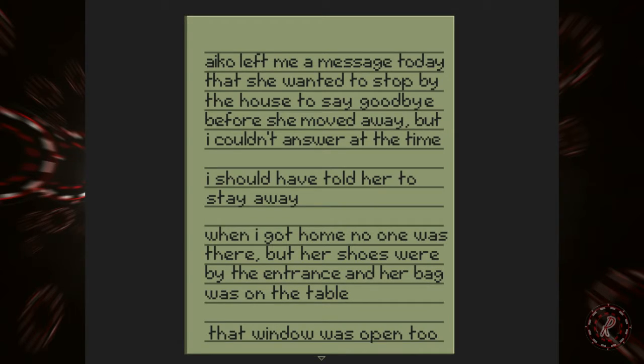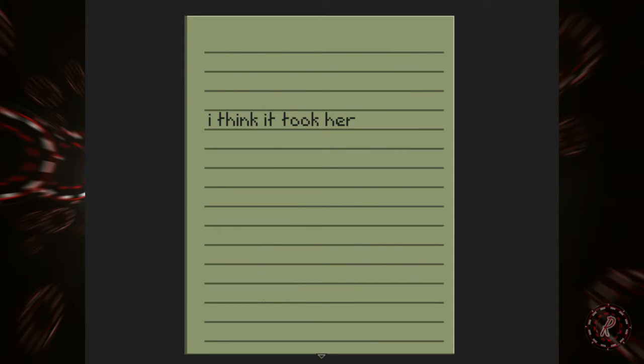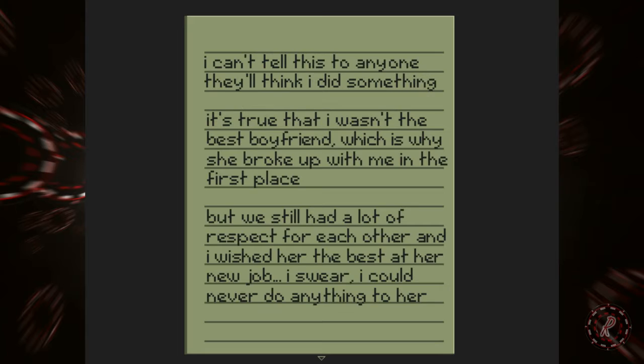Aiko left me a message today that she wanted to stop by the house to say goodbye before she moved away, but I couldn't answer at the time. I should have told her to stay away. When I got home, no one was there, but her shoes were by the entrance and her bag was on the table. That window was open too. I think it took her. I can't tell this to anyone. They'll think I did something.